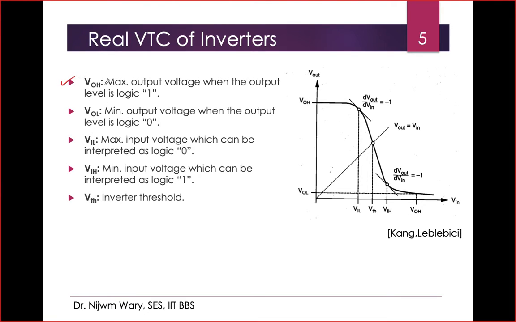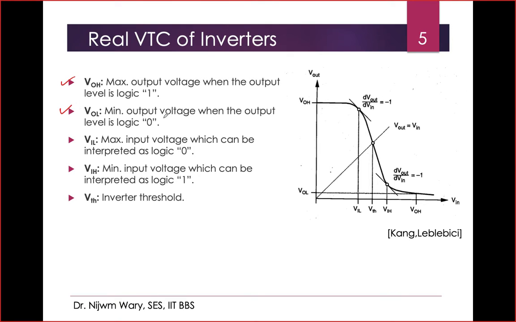So we have this VOH. VOH is the maximum output voltage when the output level is logic 1. So whenever it is logic 1, wherever the input is almost close to 0, what is the maximum voltage that it can go? It can be VDD or it may be less than VDD. That is VOH, like that.